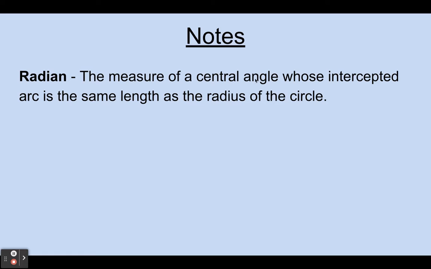What a radian is, is simply the measure of the central angle, that theta, whose arc length is the same length as the radius of the circle. I know that doesn't really make sense, but I'll walk you through a diagram so it'll make sense.